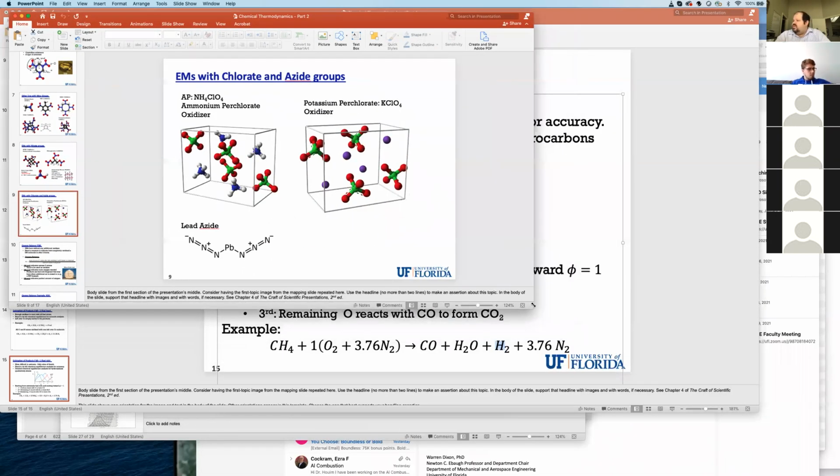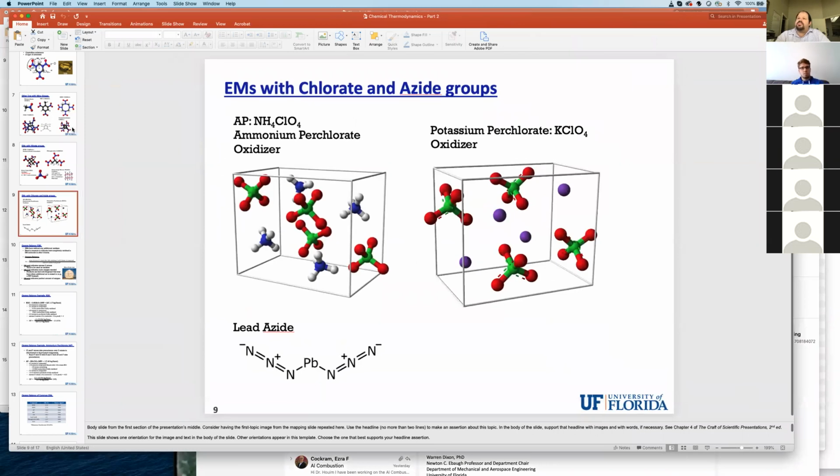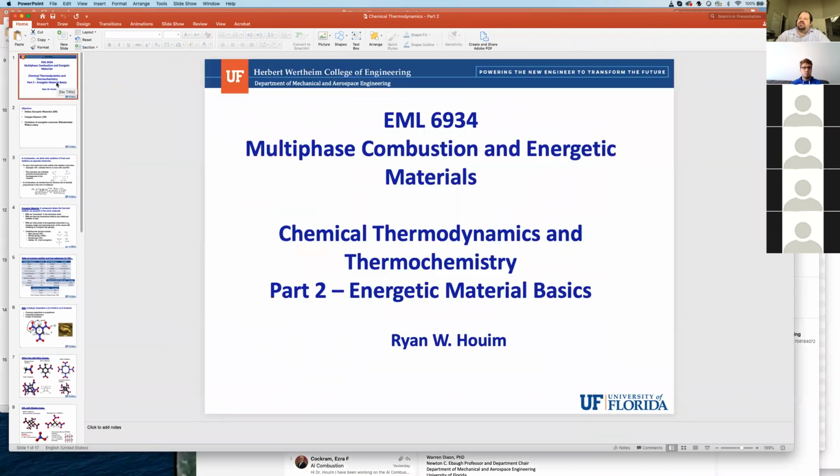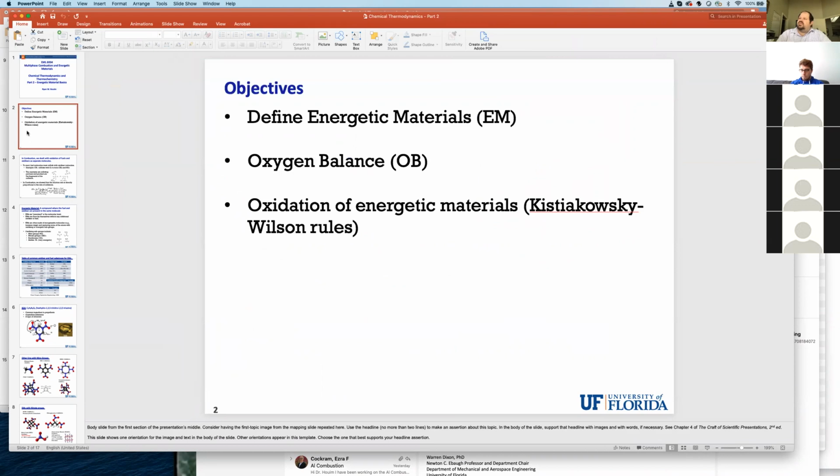Okay, so now we've discussed this for fuels, which are basically normal hydrocarbons. Now we need to extend this to energetic materials, all this chemistry stuff. And so here we'll define what an energetic material is. And I'm going to define a property called oxygen balance, because equivalence ratio and air-fuel ratio don't really make sense when you are burning molecules by themselves, where you're not introducing any additional oxidizer. Okay, and then we will discuss oxidation rules, and these are called the Kistiakowsky-Wilson rules.